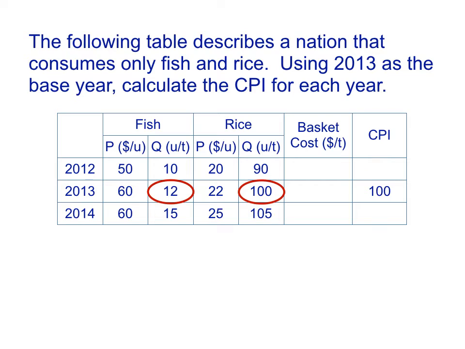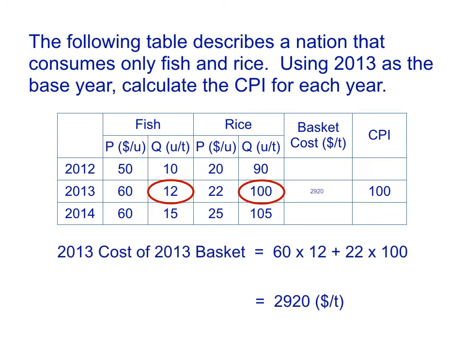And notice that all I have to do is calculate the cost of this basket in the different years, which means that there's no such thing as a real CPI and then a nominal CPI cost. Ultimately, we simply have a cost of the basket. So for 2013, I'm simply going to take 60 times 12 and 22 times 100, and that gives me 29.20. So that is the 2013 cost of this basket. And of course, the basket that I'm using as my base basket is the consumption goods of 2013.